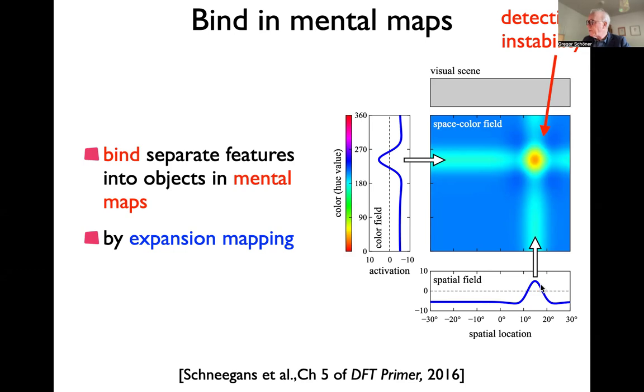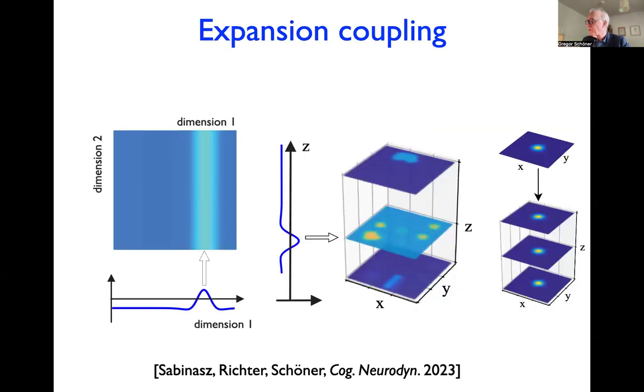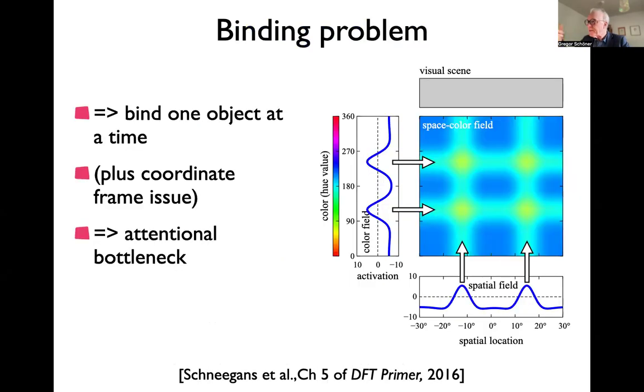We'll put a ridge in here, a ridge in there, and I can arrange that where they overlap, a detection instability occurs that puts a peak here in this location, right? And that's how I could build a mental map. So expansion couplings, this is the ridge case. It can also be slices, and it can be cylinders and so on, depending on the dimensionality. This is actually already anticipated.